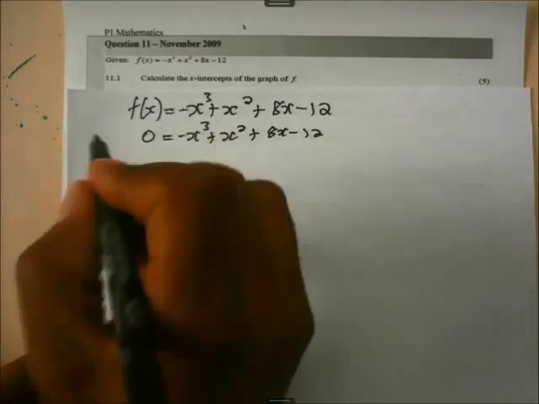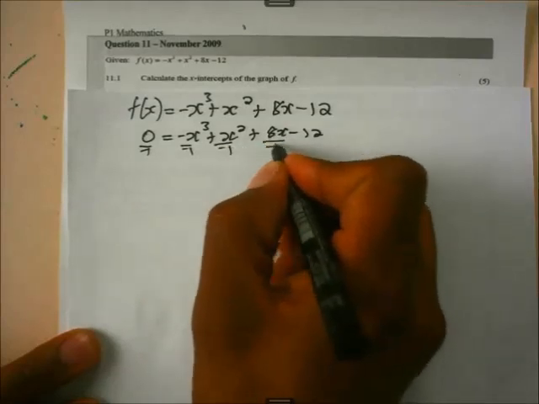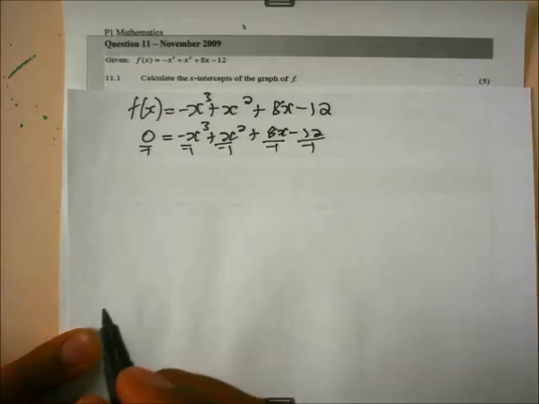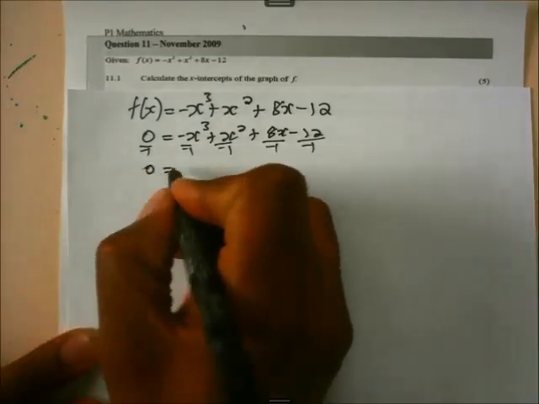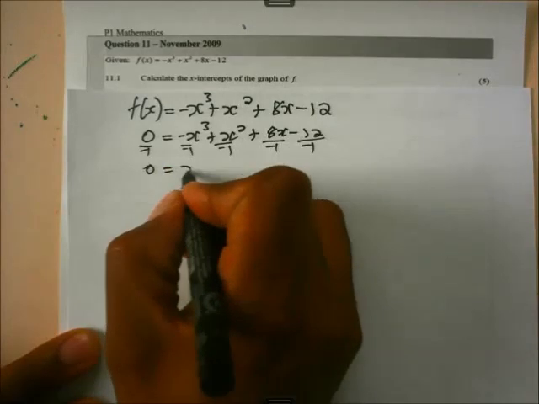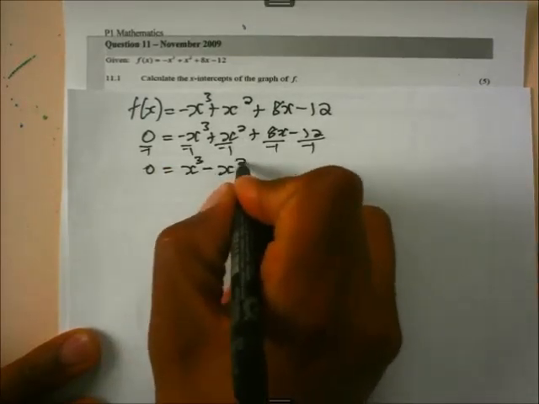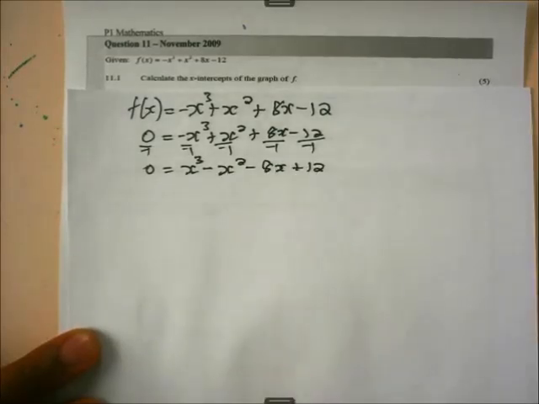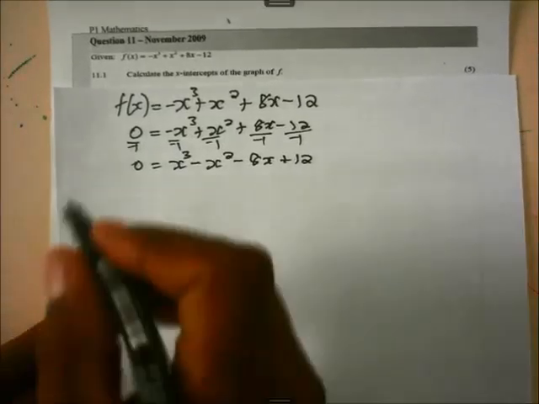I can divide each and every term here by -1. The reason being, I want to make the coefficient of x to the power of 3 positive. Therefore, now we have 0 is equal to negative divided by negative is a positive x to the power of 3, minus x squared and minus 8x plus 12, right? Yes, now I'm happy. Now a is positive.